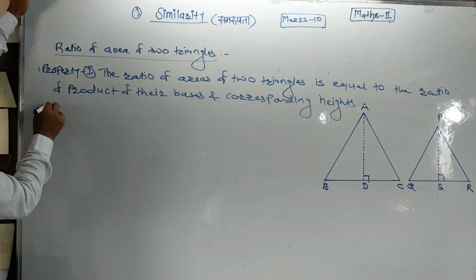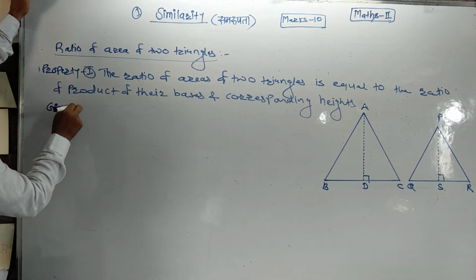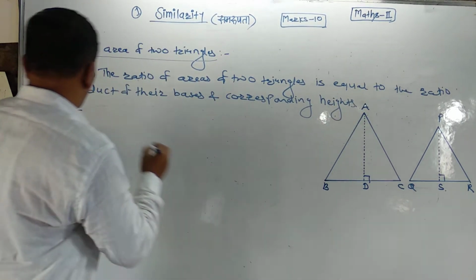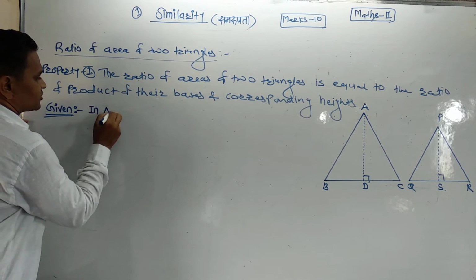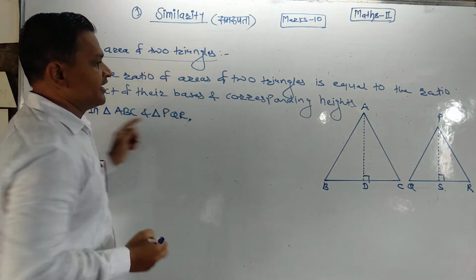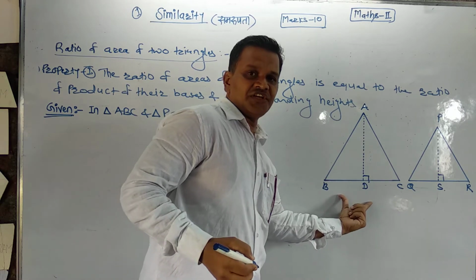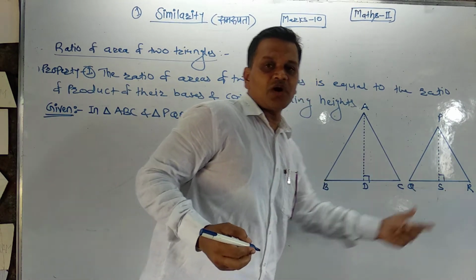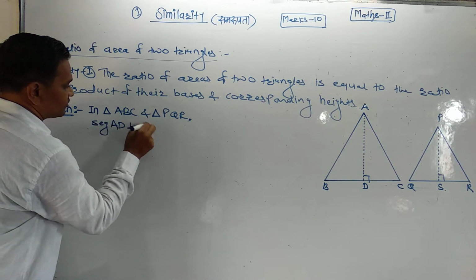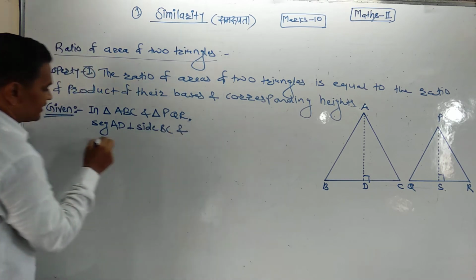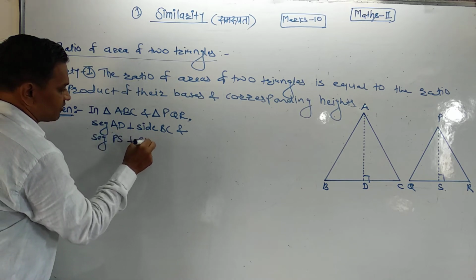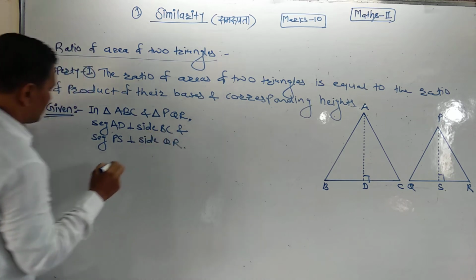Now given: in triangle ABC and triangle PQR, seg AD is perpendicular to side BC and seg PS is perpendicular to side QR.